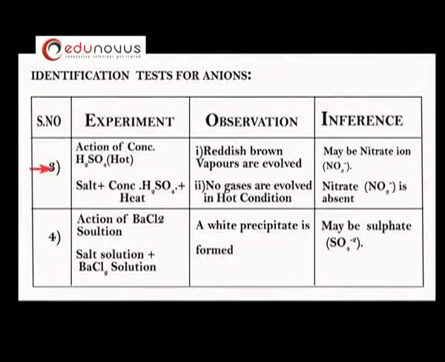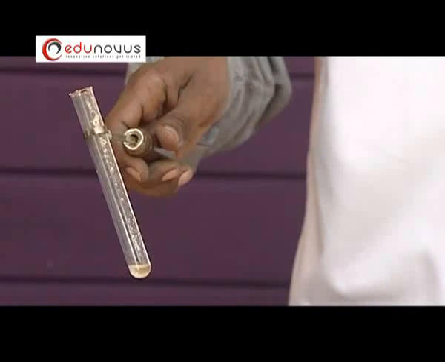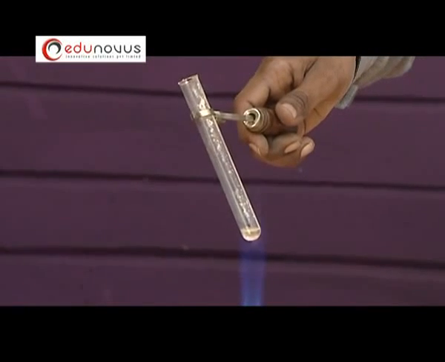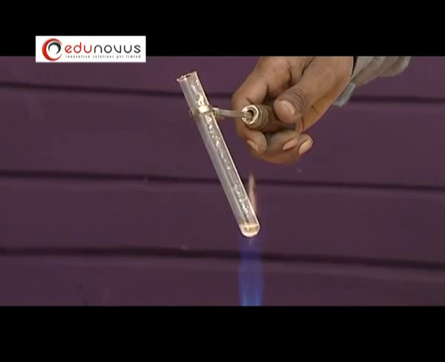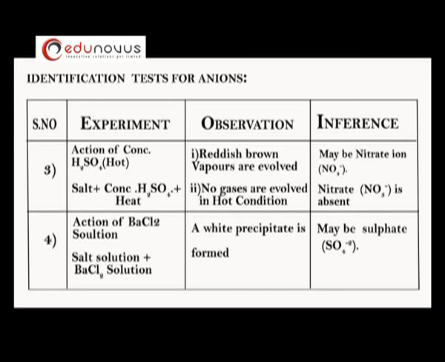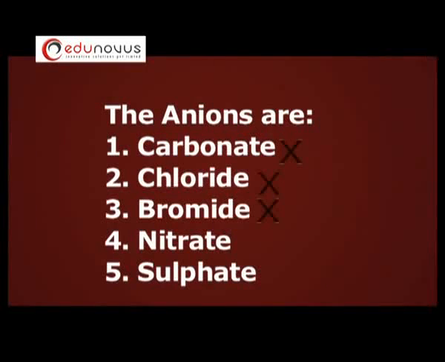The next test is action of concentrated sulfuric acid in hot condition. In this test, a small amount of given salt is taken in a clean and dry test tube. Concentrated sulfuric acid is added and then it is gently heated. As we have added concentrated sulfuric acid to the salt in the previous test, we now directly heat this mixture with the help of a Bunsen burner. No gas is evolved in the hot condition too. Therefore, nitrate is also absent. Therefore, we eliminate nitrate from the list of possibilities.